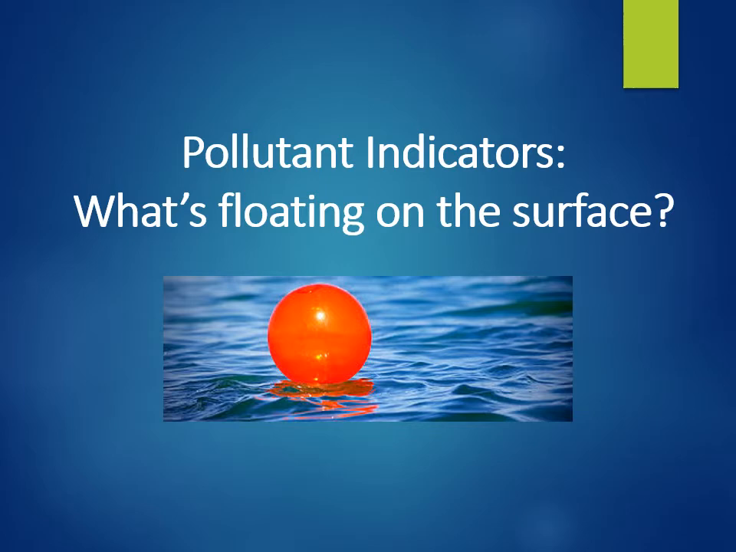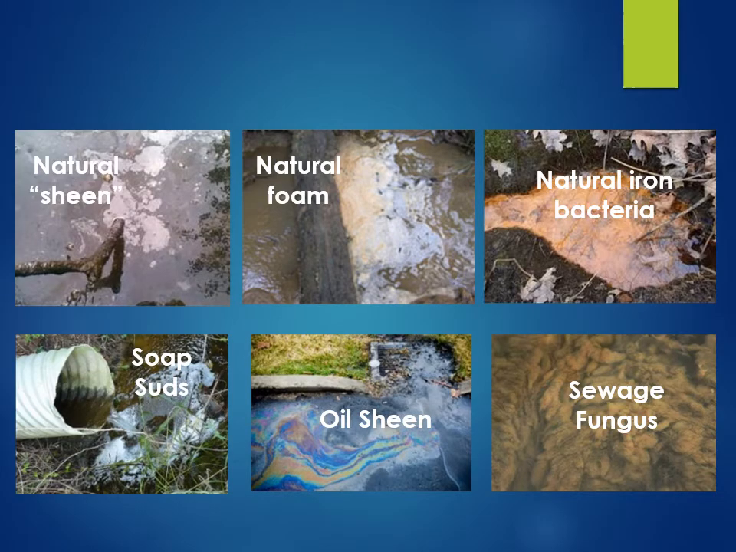Visual signs of pollution may also be in the form of floating indicators. The top 3 photos show things you might see that result from natural processes, such as the breakdown of organic matter, like leaves or twigs, or the growth of bacteria that feeds on elements in the surrounding soil or bedrock. The bottom 3 photos are signs of human contributions from household sewer, automobiles, or other oil uses, and from human sewage.